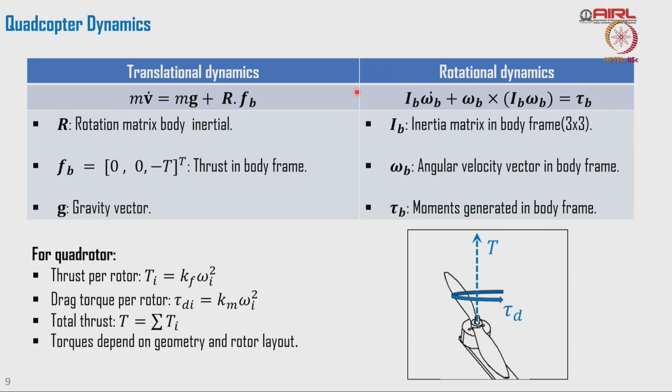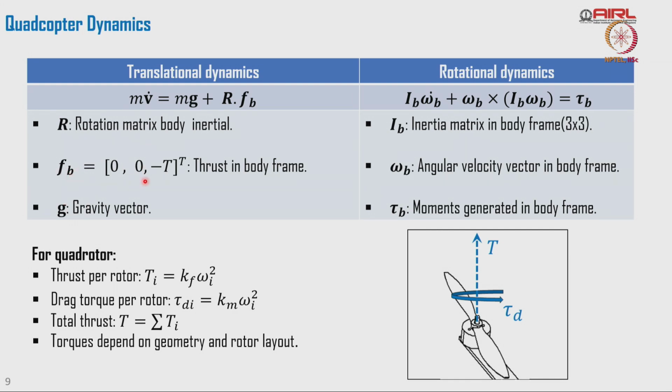For simplicity, I am assuming the number of rotors to be 4 so that we can derive, but the same equations of motion are valid if you are going for a multi-rotor system. You have two important dynamics: translational dynamics and rotational dynamics. The translational dynamics depends on the applied force. So, m v dot equals m g, that is the force due to gravity, and then you have the body forces which are acting on the vehicle, the multi-rotor system. R is a rotation matrix from the body to the inertial coordinate frame, because I am measuring all the velocity in the inertial coordinate frame.